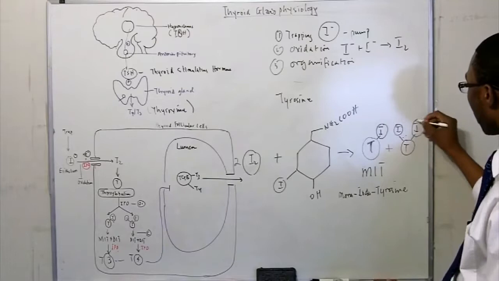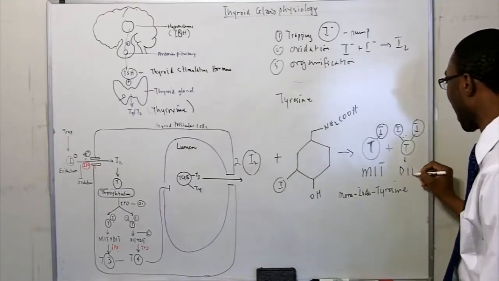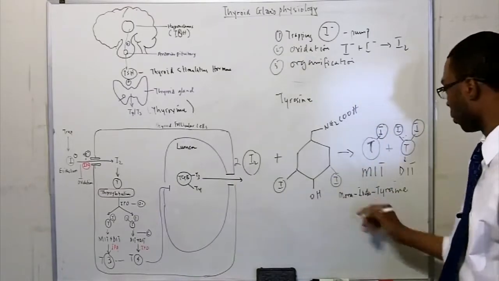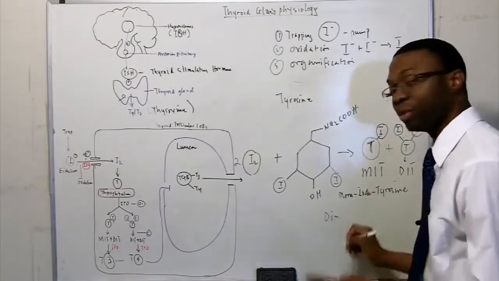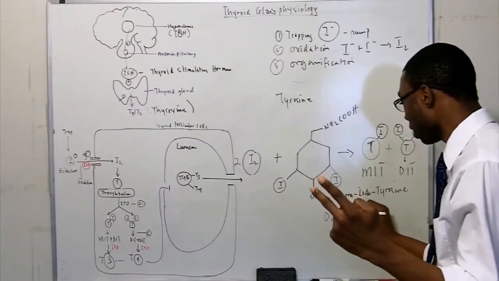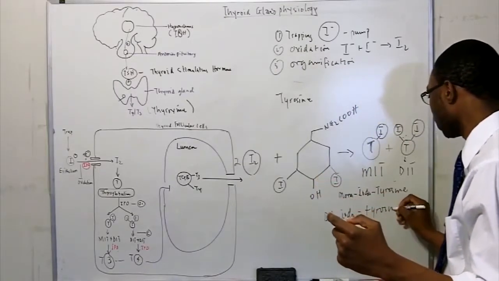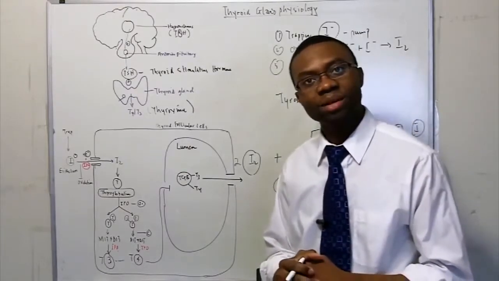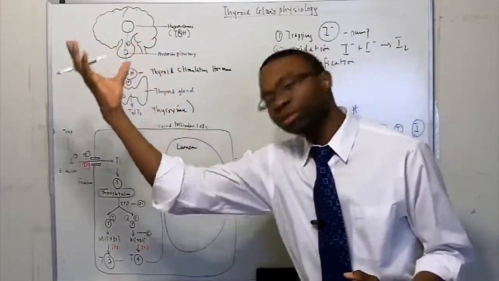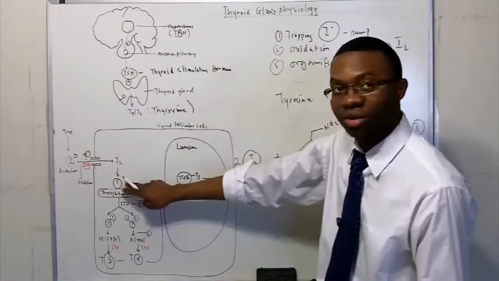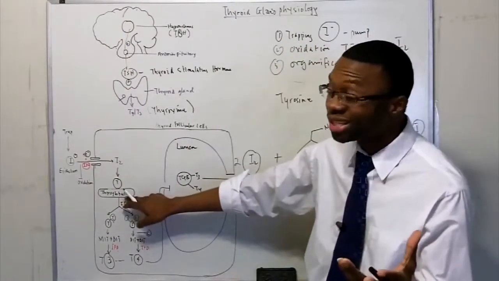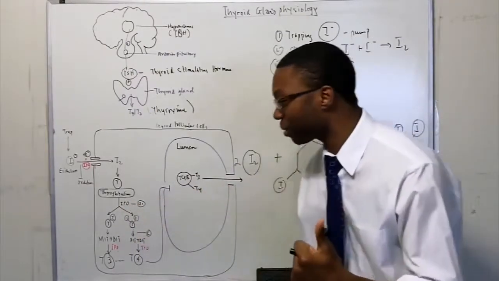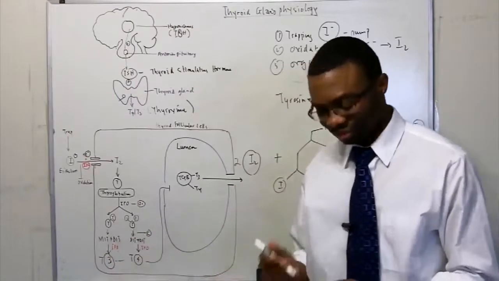Now we have two iodine molecules. This is called DIT, which stands for di, which means two, iodotyrosine. So now we've done the organification step. See how easy it is? You take an iodine molecule, we trap it, we bring it in, we bind it to a tyrosine molecule, which is on thyroglobulin, using the same enzyme, TPO, thyroid peroxidase, to form MIT.